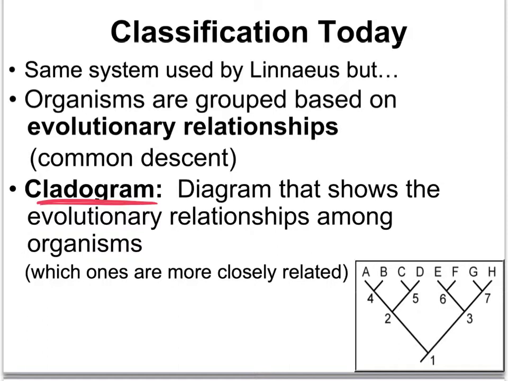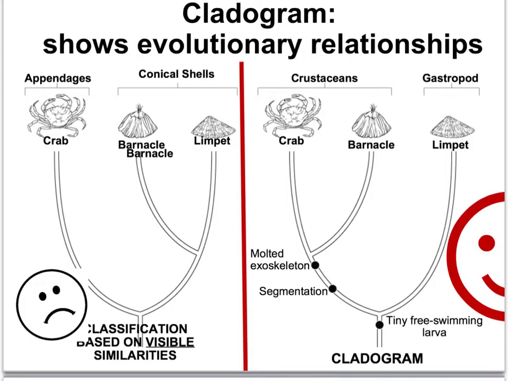To the left of the screen, you're going to see a little cladogram. Okay, the organisms here are the ones that are most closely related to each other. The numbers represent common ancestors. Here's another example of a cladogram for crabs, barnacles, and limpets.